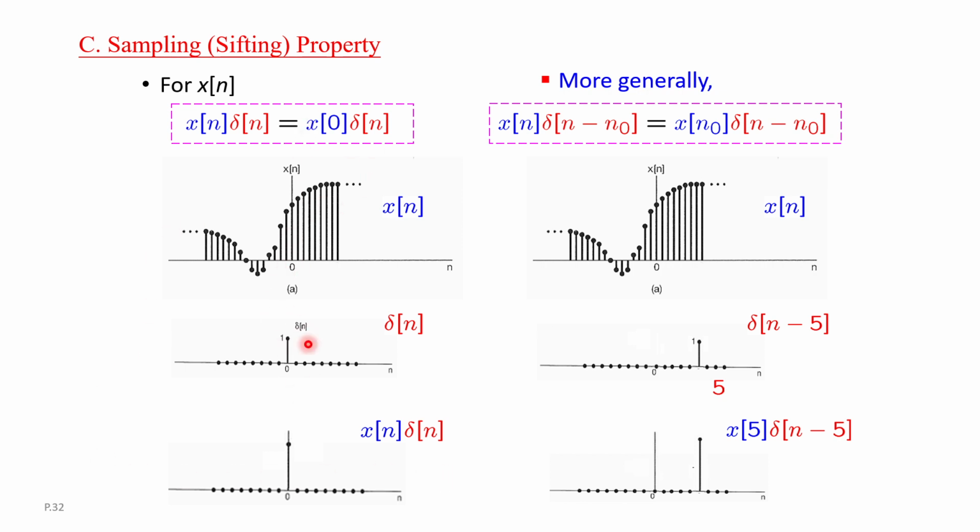And similarly, this picks up the signal at small n equal to 0. If you want to pick up the signal at small n equal to some n0, you just multiply it with delta of n minus n0. So here is the example of n0 equal to 5. So delta of n minus 5, look at this, it has a pulse at n equal to 5, and you multiply it with x of n, and you pick up x of 5 times delta of n minus 5. And this is called the shifting or sampling property. Any question?